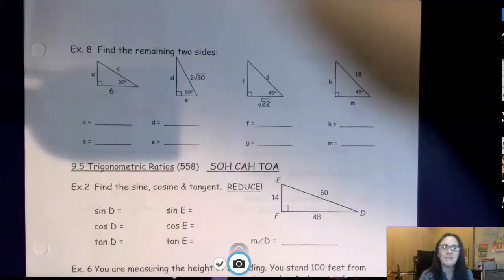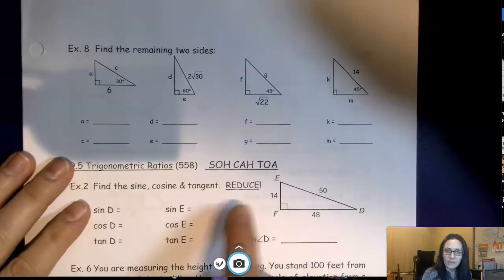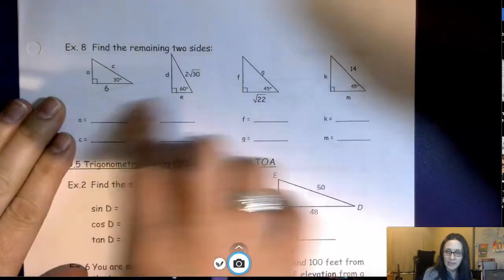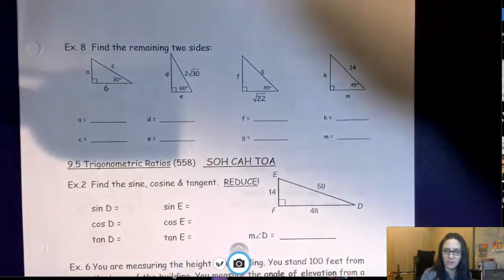Hi, welcome. I'm going to do the last page of the review, which is page 40, so go ahead and open up to that, or you're probably already working on it. I would pause, fill out these 8 questions, and then come back and check your answers.